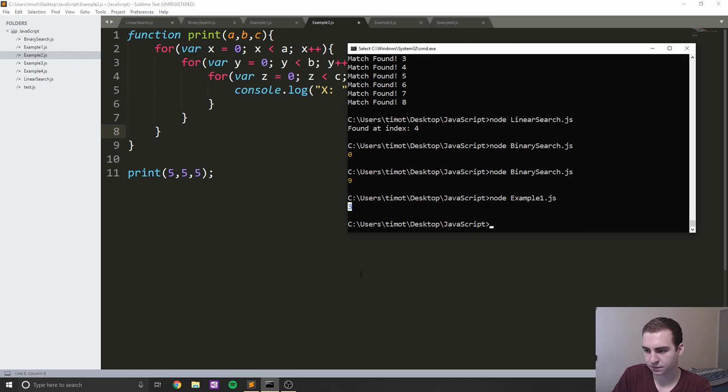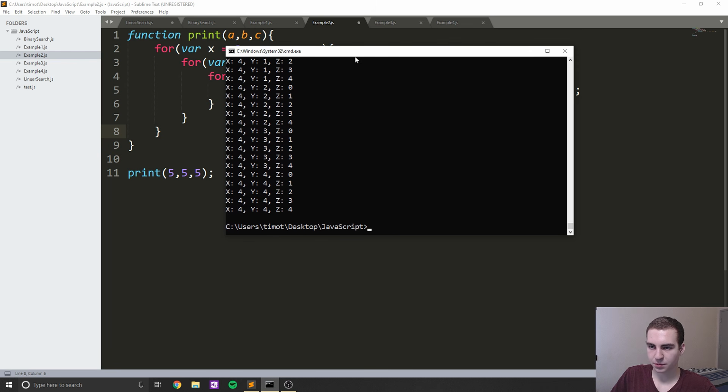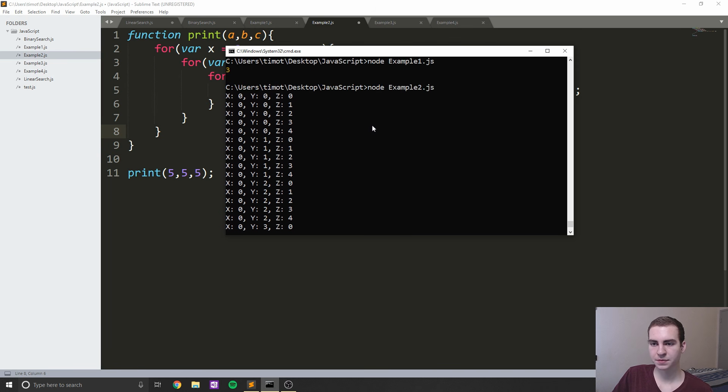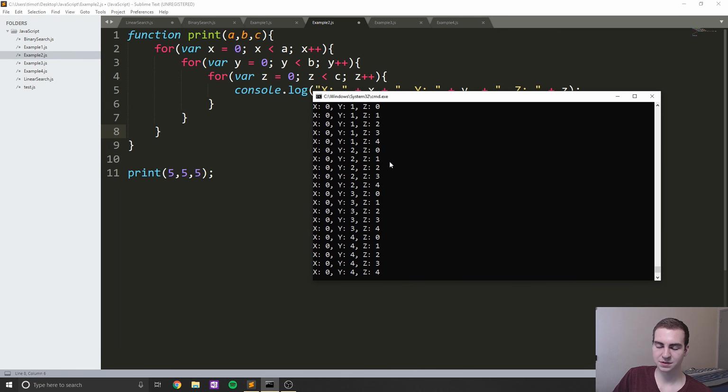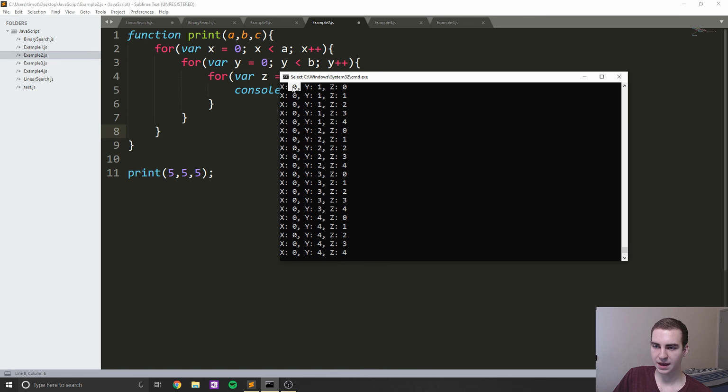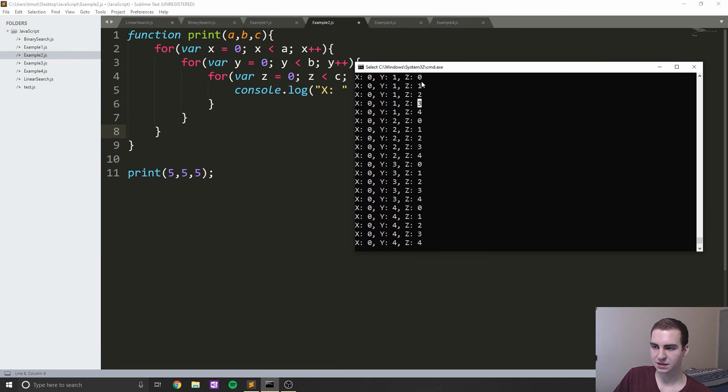So I'm going to run example2.js now, and watch my screen, okay? So we get a bunch of output. Let's scroll through it. So these lines of code ran this many times, and you'll see. We have x starts at 0, y is 1. X is 0, y is 1, z is 1. X is 0, y is 1, z is 2. X is 0, y is 1, z is 3. So you see that essentially z goes 1, 2, 3, 4, 0, 1, 2, 3, 4, 0, 1, 2, 3, 4, and that runs a ton of times.